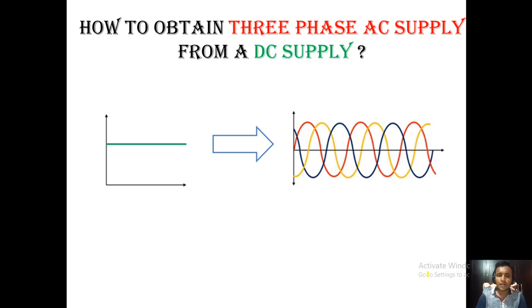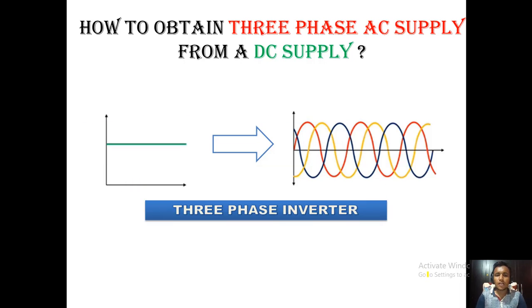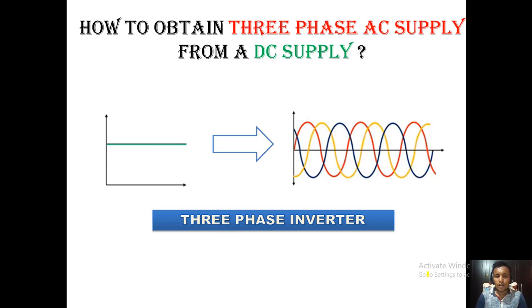Now we have to convert this DC supply into a three-phase AC supply. So the solution to the question is a three-phase inverter. A three-phase inverter is a device that can be used to convert this DC supply into a three-phase sinusoidal AC supply. In today's session, we will discuss this three-phase inverter.